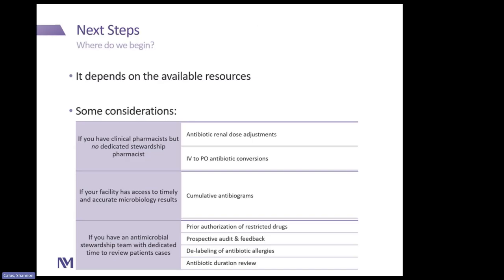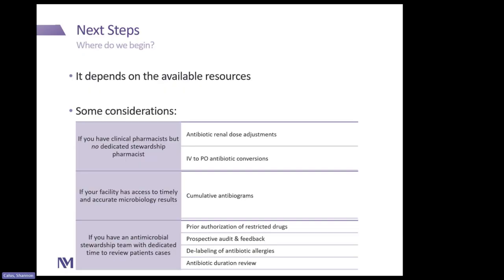Those just require a protocol being put in place, P&T approval, and then the clinical pharmacist can take it from there. If your facility has access to timely and accurate microbiology results, and certainly not every single hospital has that, you can leverage that to make antibiograms, and those are really important for having facility-specific antibiotic recommendations for disease states, and also just having an antibiogram to refer to for empiric treatment.